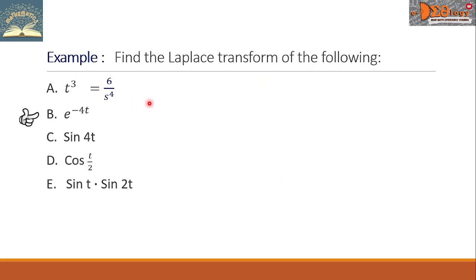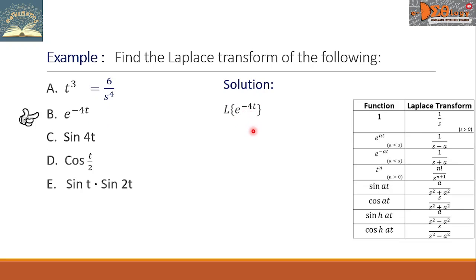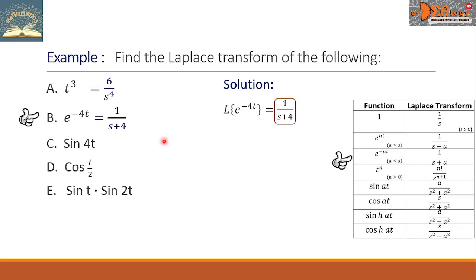Next is problem B. The function is e raised to the negative 4t. We write the notation L of e raised to negative 4t. In our table, we're going to use this formula. Substituting the corresponding values, we have 1 all over s plus 4. This is the final answer. Let us copy the answer opposite problem B.